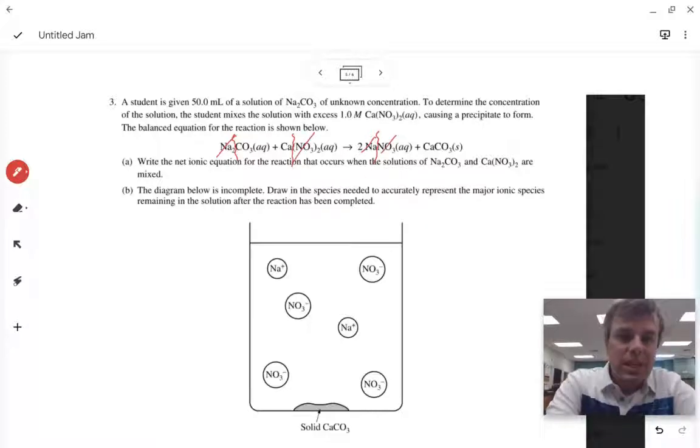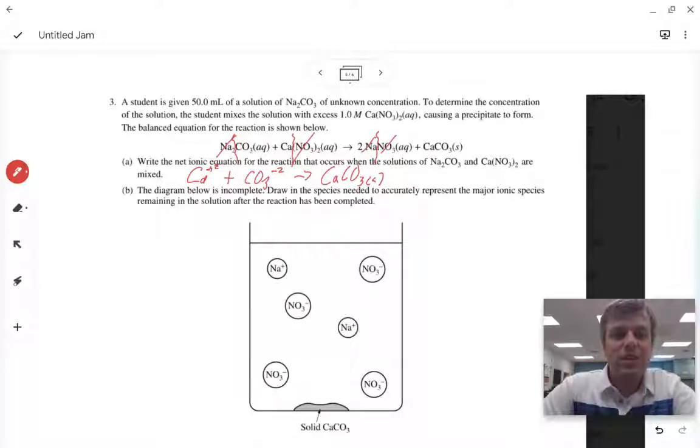So the net ionic equation would be that calcium ions react with carbonate to produce calcium carbonate. And since it is a net ionic equation, you do need to put the charges on the calciums and the carbonates.